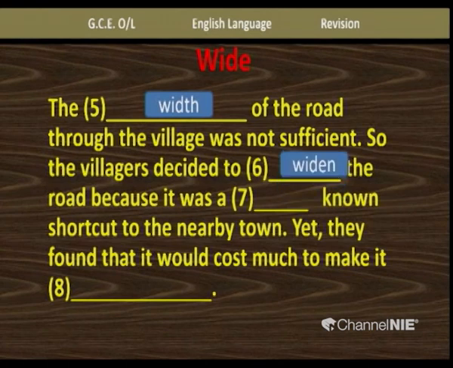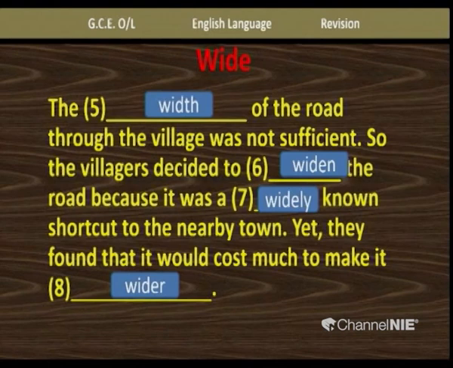So, what did the villagers do? The villagers decided to widen the road. Why did they want to widen the road? Because it was a widely known shortcut to the nearby town. Yet, they found that it would cost much to make it wider. This is a very simple activity, right? With the knowledge of word classes, you can do this activity very easily.